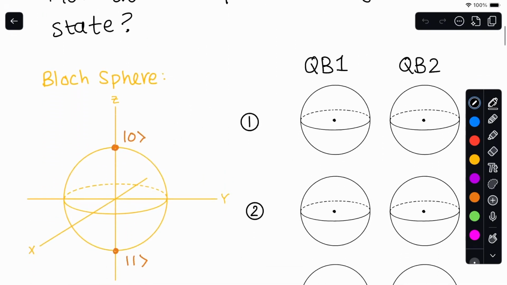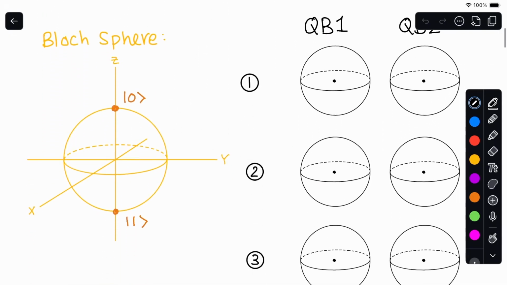So if you'll recall, we can think about our state as living on the surface of the Bloch sphere, where 0 is the North Pole, 1 is the South Pole, and all the equal superposition states live on the equator. So in the case of 2 qubits, we can think about what are all the possible measurement outcomes? Well, one situation we could have is that the first qubit is in the 0 state and the second qubit is in the 0 state.